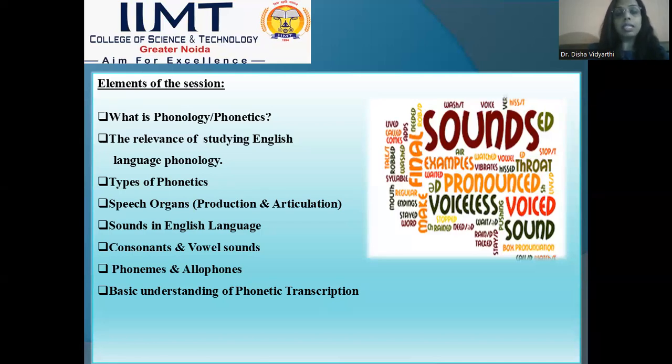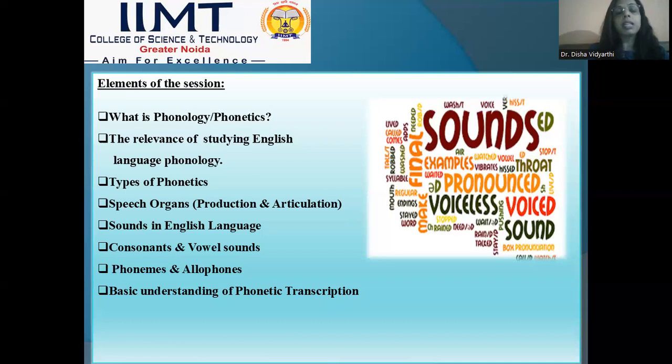When we start understanding the sound system, which is basically the phonology of a certain language, and here we are talking about English language, we need to understand that correct pronunciation will only be possible when you know how to pronounce that particular sound, with which speech organ, and how it is articulated. If you're articulating that sound in a wrong manner or incorrectly, then definitely your pronunciation and by default your spellings will be wrong. Then the next segment will be sounds in English language.